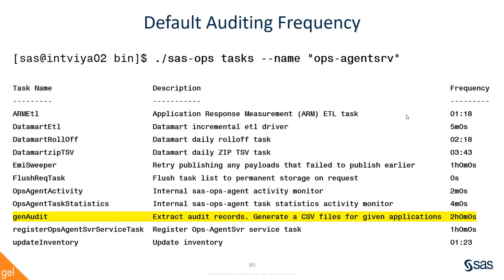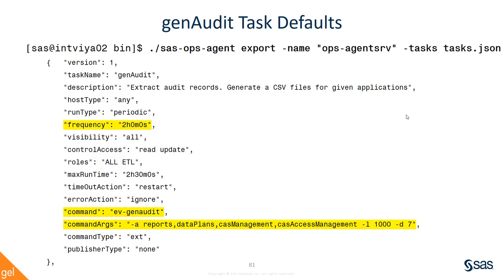Okay. Now, is that frequent enough? Too frequent? I don't know. It kind of depends on your customer's needs. So if you need to change that, you can take the tasks from any of the agents, you can export them into a JSON file. So here we've dumped it out into a tasks.json file.